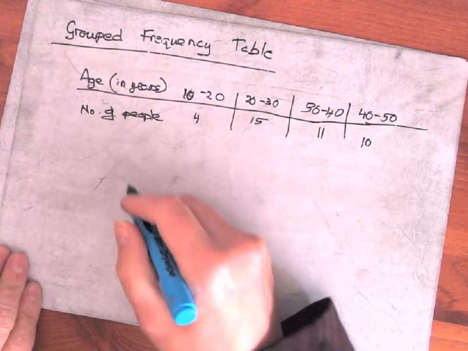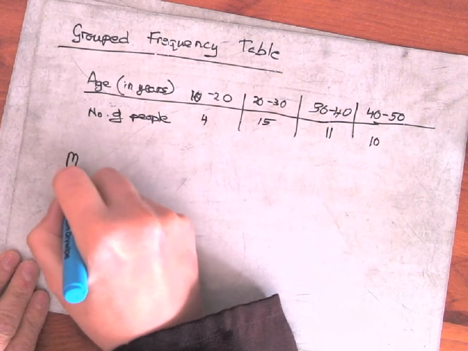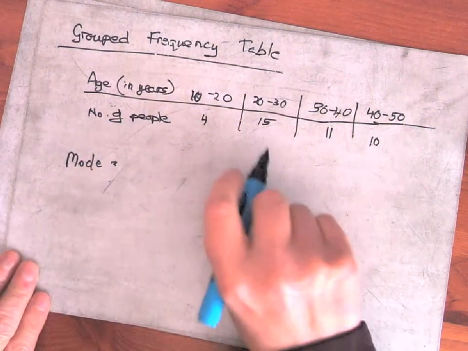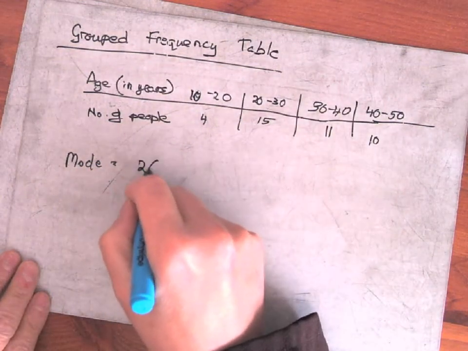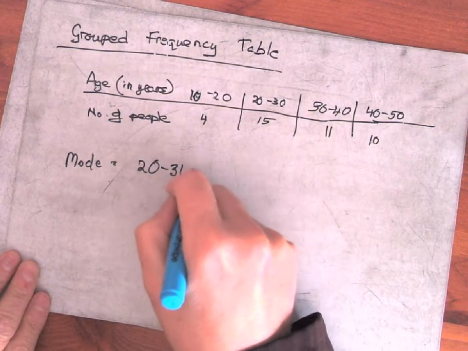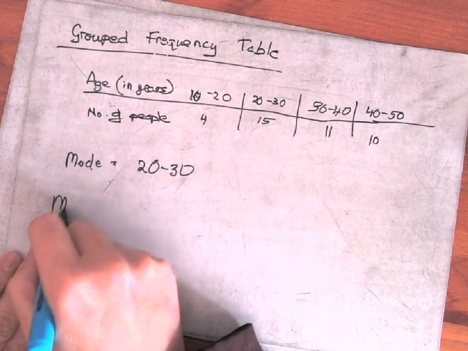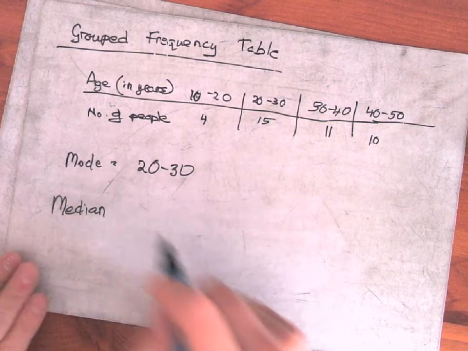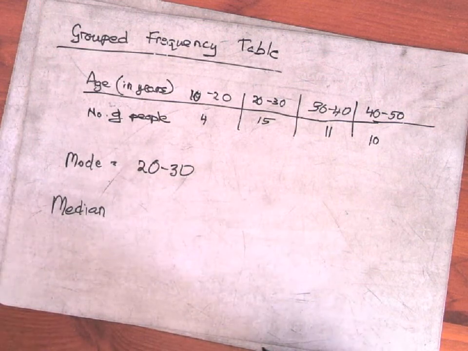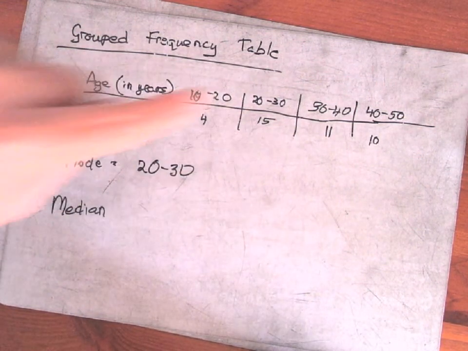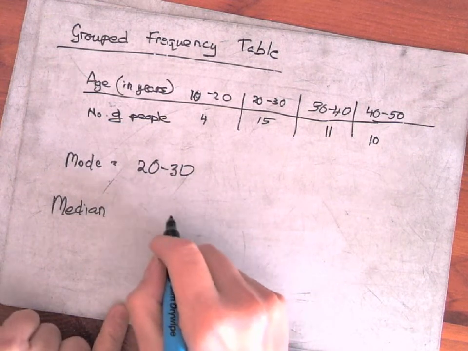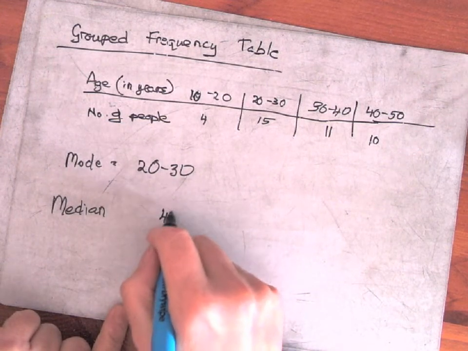So the mode is the group that appears most often. Most people are in the 20 to 30 group, so the mode is 20 to 30. The median is the middle person. In order to find the middle person, you need to know how many people there are in total. 4 and 15 is 19, plus 11 is 30, plus 10 is 40. So there are 40 people in total.